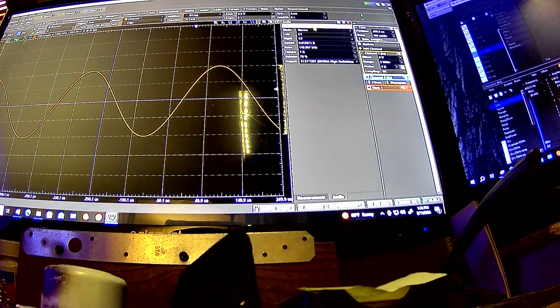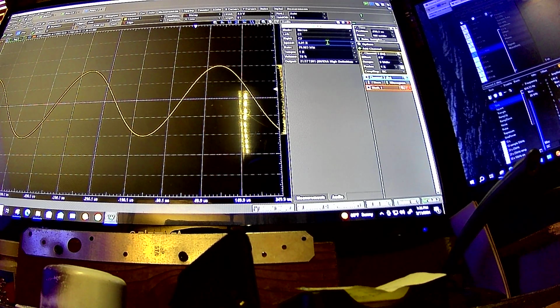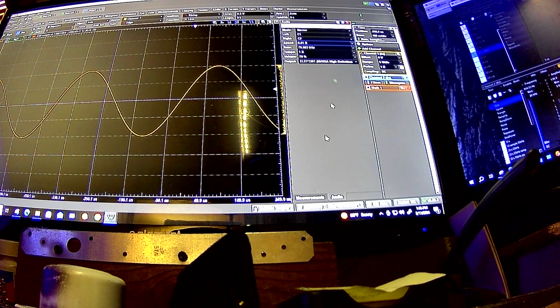A lot of crap. Yeah, that's bullshit. You can kind of hear a tone. Yeah, they need to work on this.